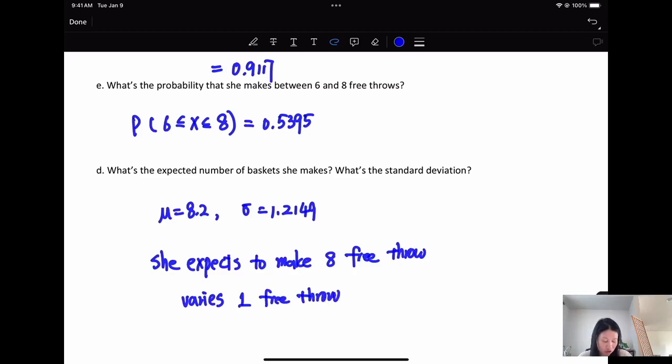That's the standard deviation. Okay, so that's it for this exercise. For the GeoGebra exercise, I'll see you next time.